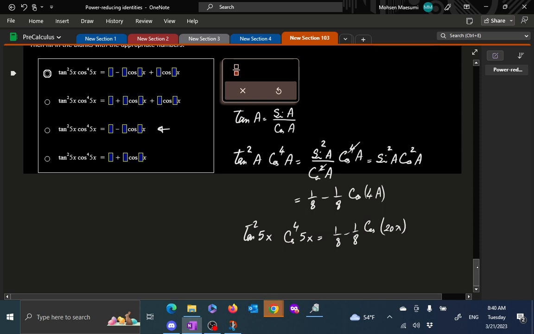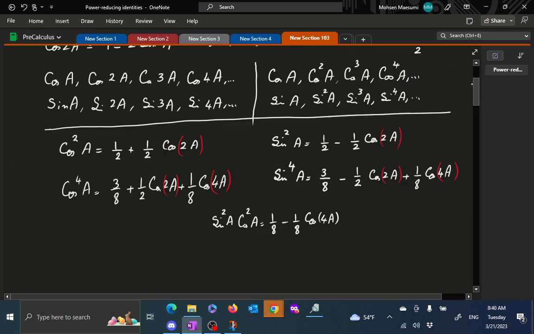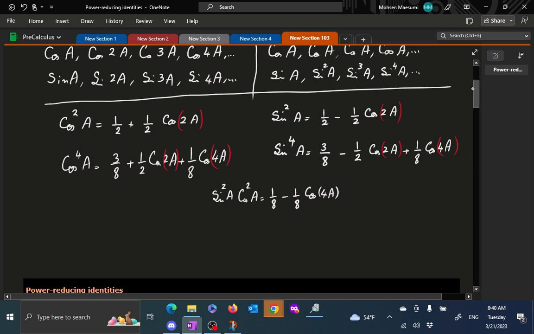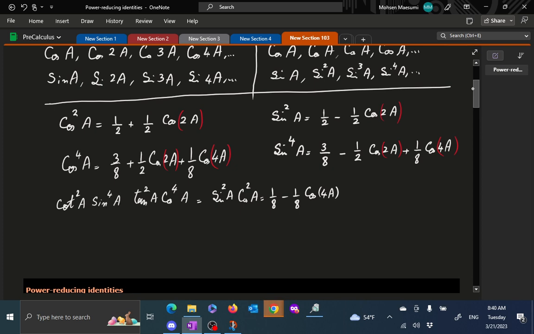So let's just write this one as well. Tangent square. You can imagine another formulation for this thing will be cotangent square of a times sine to power of 4 of a. That will be the same thing. So these are 3 different ways of writing the same thing, and the same identity applies to them.